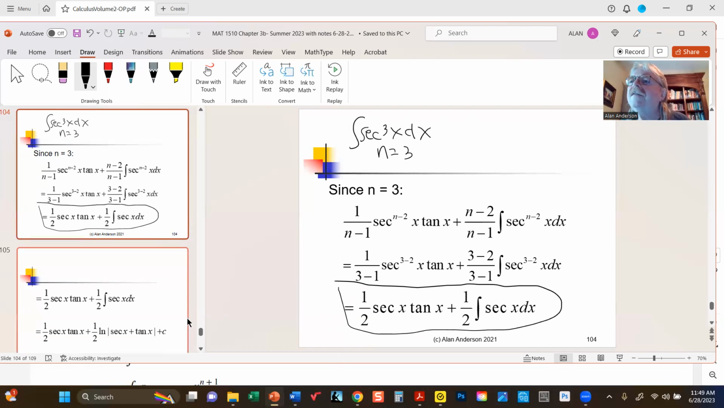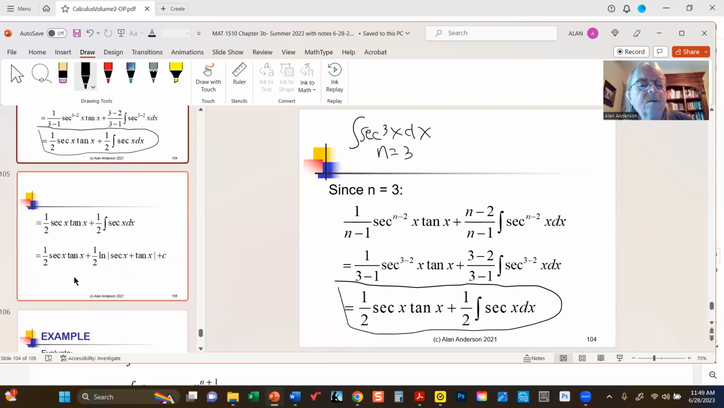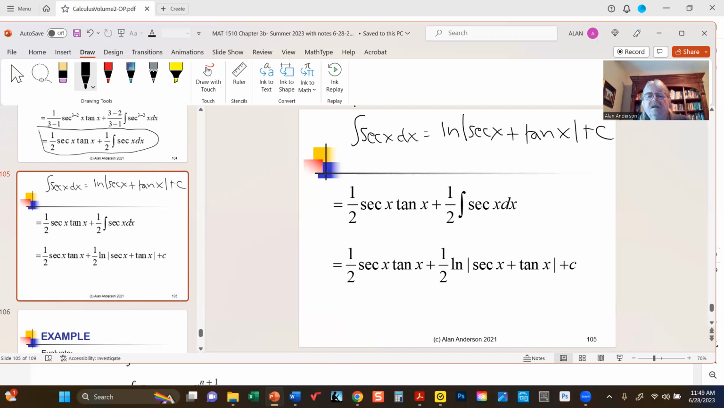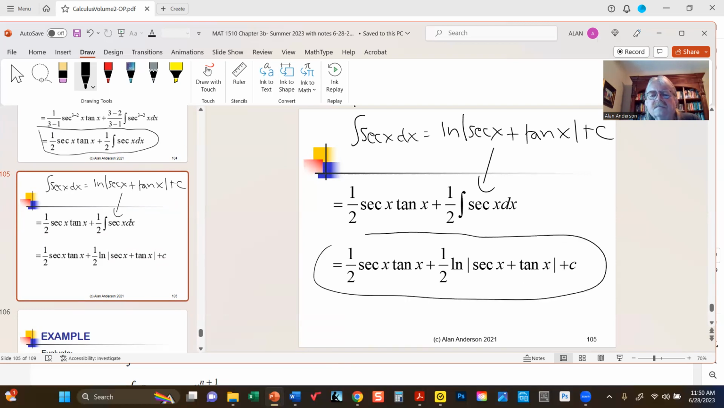And we do have a formula for the integral of secant x. And so we plug that in. It's in the book, of course. It's the natural log of secant x plus tangent x plus c. And so that goes in here. Then we have the 1/2. And then this is our final answer. Now, this probably would have been a real nightmare to do directly. Having that formula could actually be very helpful in these cases.